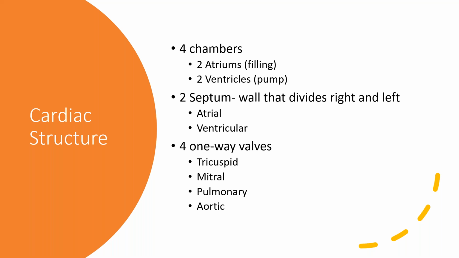There's 4 one-way valves in the heart. There's the tricuspid, the mitral, and the pulmonary valve. And you can kind of look at these and go, oh, well, the pulmonary has to do with the lungs. And hopefully aorta is the main artery that goes to the whole body. So hopefully you can narrow that one down by a process of elimination. So that leaves you with the tricuspid and the mitral valve.